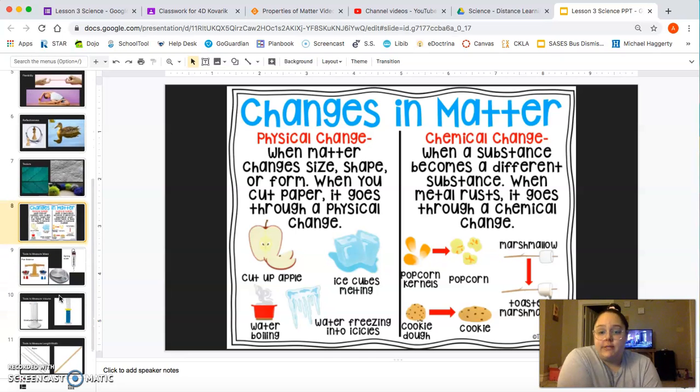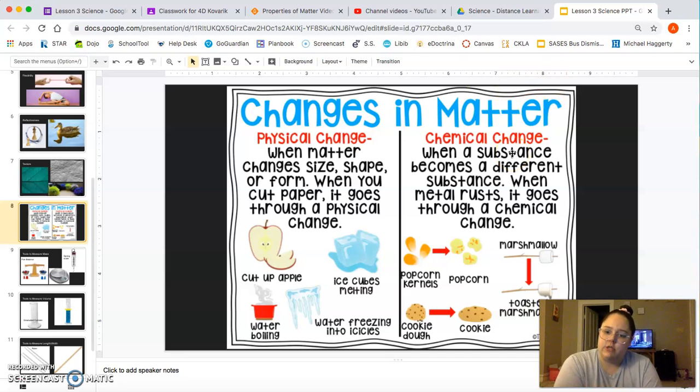We learned about changes in matter. Physical change, we're only going to focus on the physical change for right now. That's when you're changing one of those properties. You're making it into a different shape. You are turning it into a different state of matter. You are painting it a different color. Those are all physical changes.